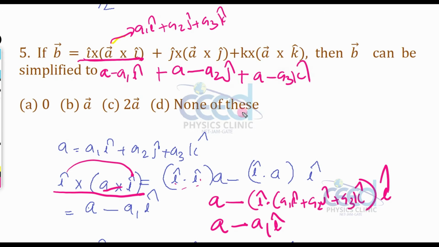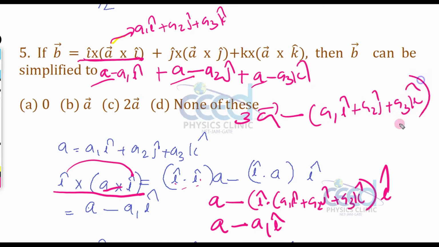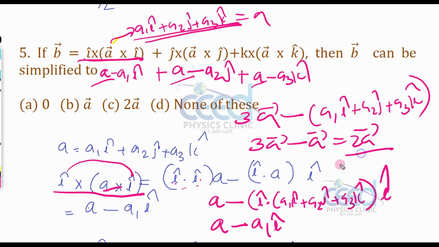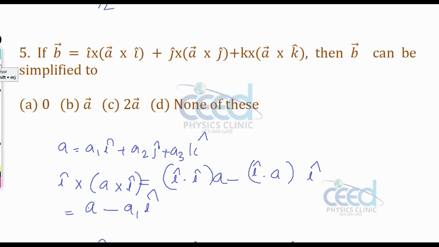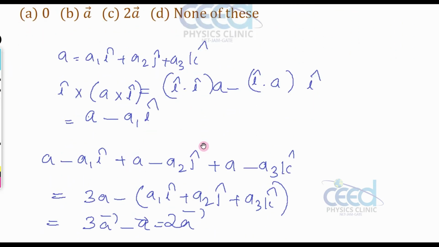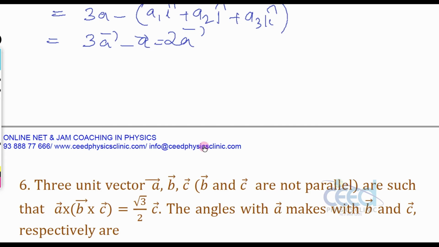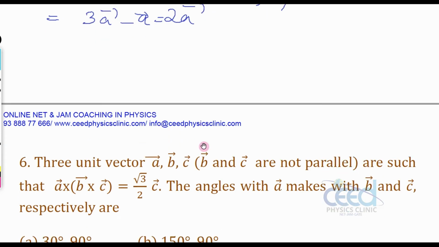So this I can write as 3A minus, taking the negative out, A1 i cap plus A2 j cap plus A3 k cap. What is this? This is our A. So that is 3A minus A, that is equal to 2A. So the answer is 2A. Okay, I have given the steps, so when I share the notes, you can have a look.